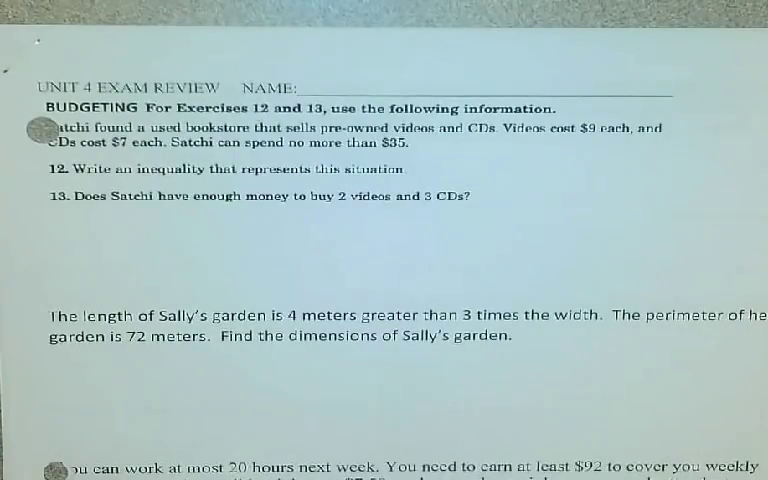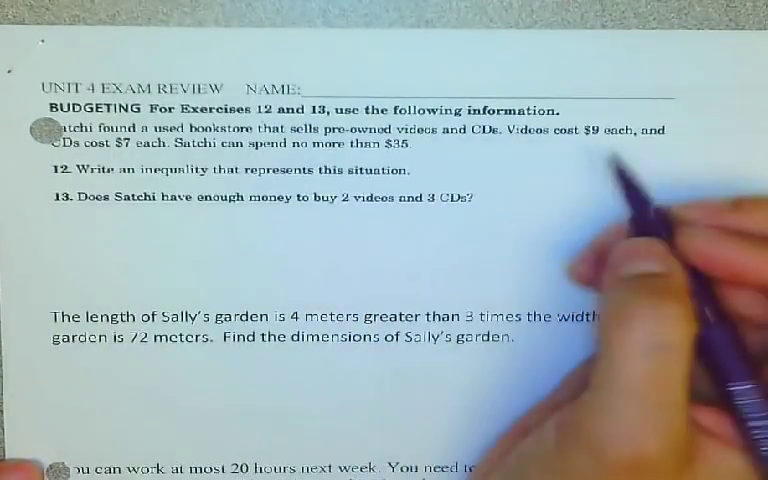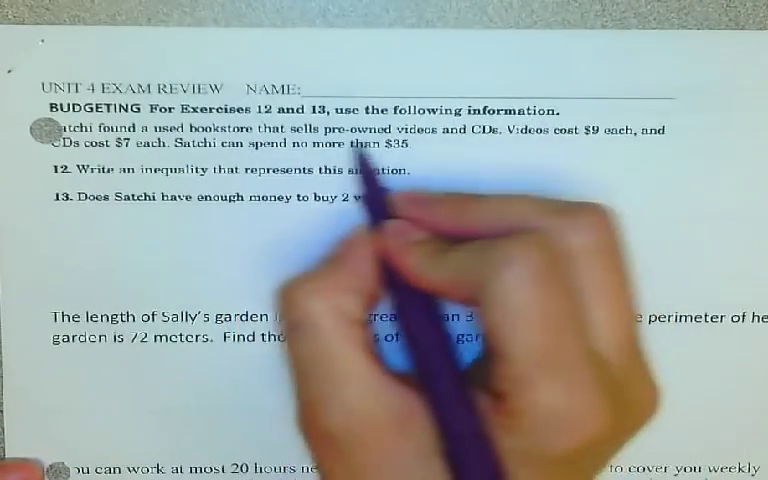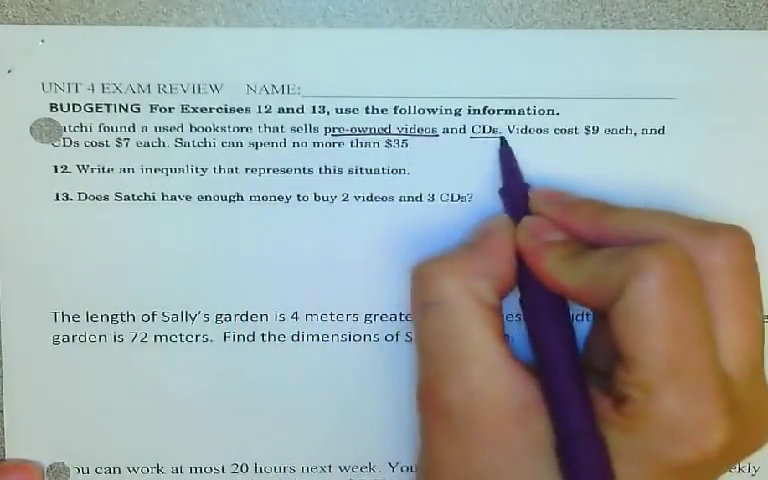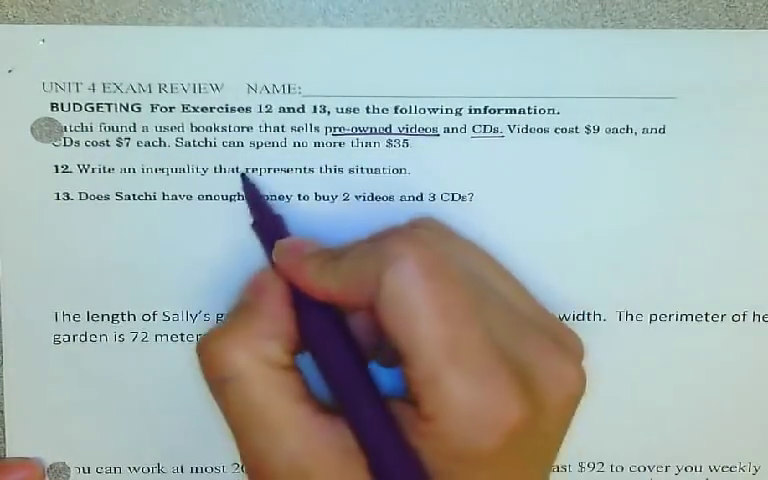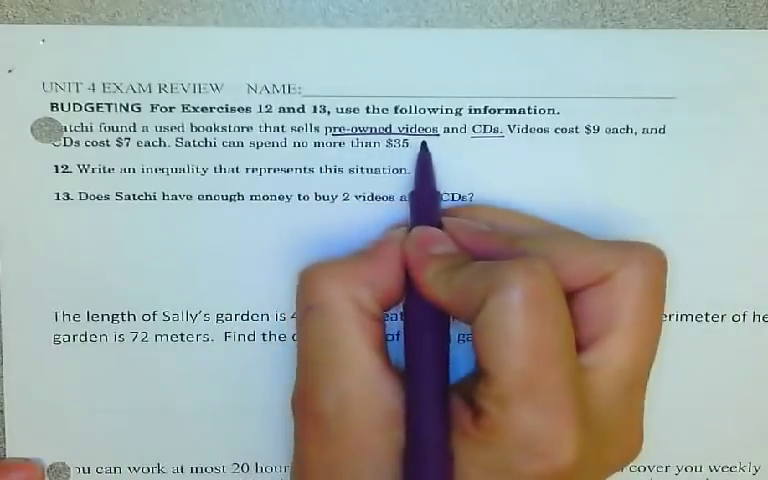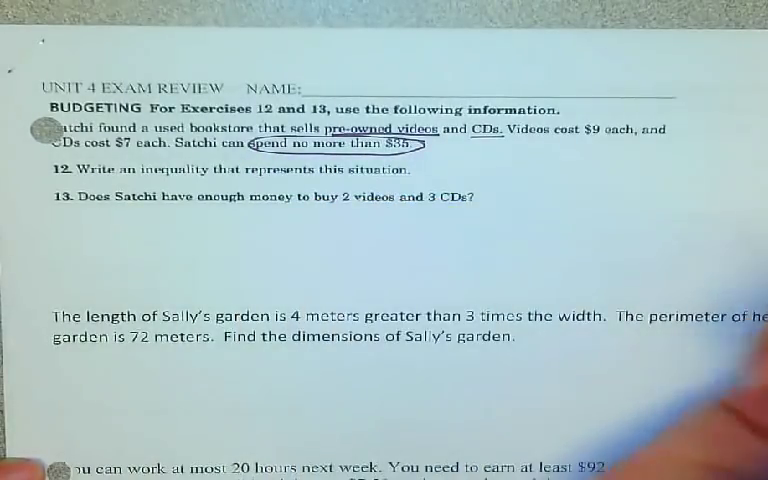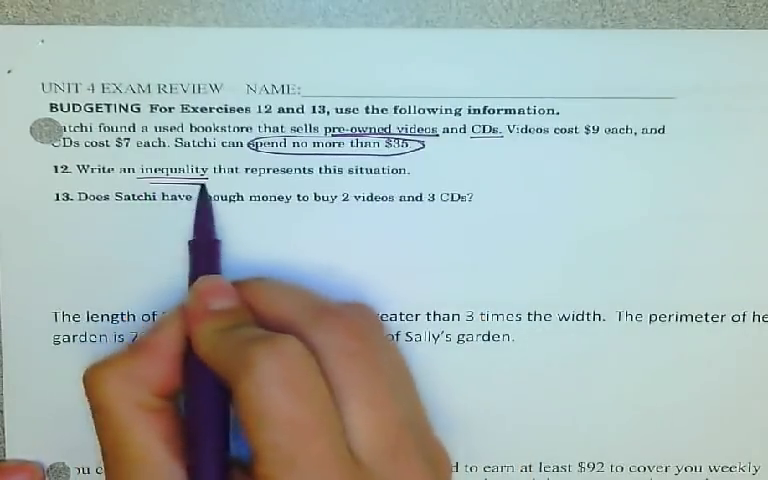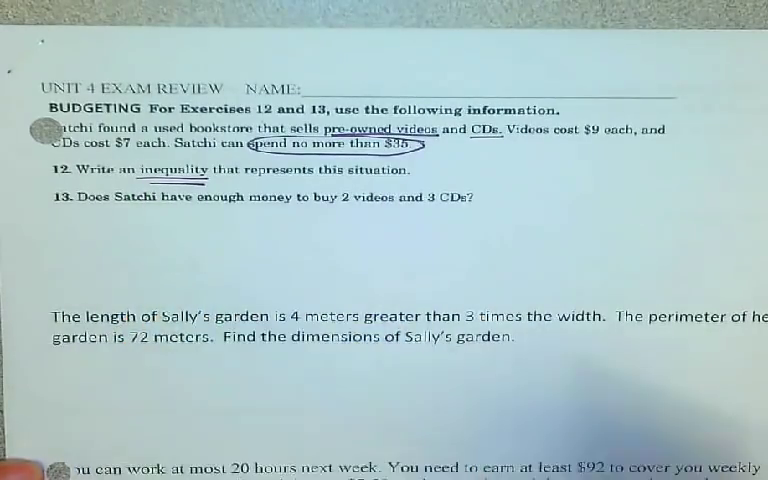Here I see that they're talking about two things. In this case, they're doing pre-owned videos and CDs. And they tell you how much each of it costs and how much this person can spend. Write that represents a situation. And here we're just writing one inequality. This is not a system.